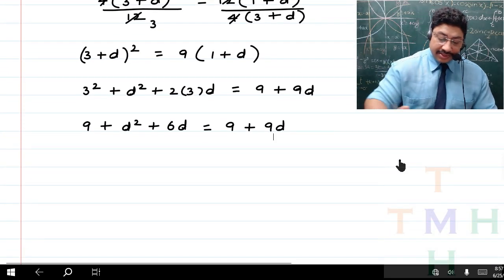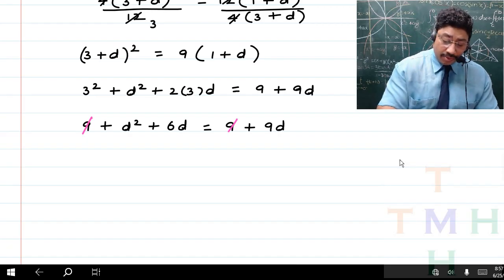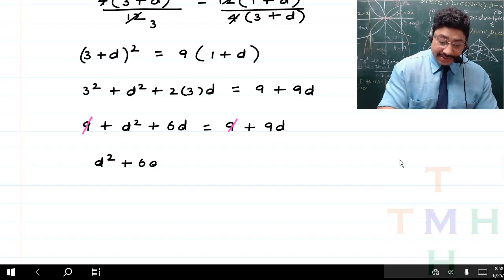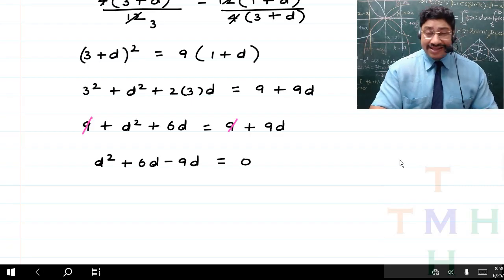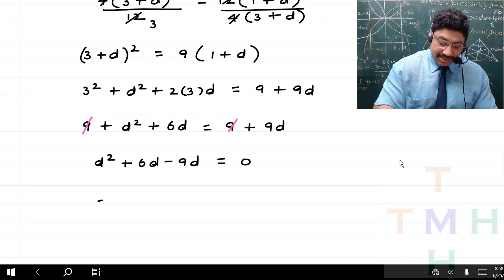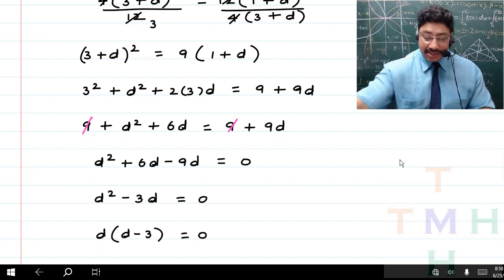Next, now children, what you do is you can see that we have 9 on both the sides. As such, we can cancel it off, and then further we also have some d's which can be cancelled off, and as such we will bring everything to the left hand side, and thus we have d square, and we have plus 6d, from which 9d can be subtracted, and all of this is equal to 0. As such, we don't have the constant term. So thus this becomes d square minus 3d, which becomes equal to 0, right? Now out of both of these, we can take d to be common outside, and then we have d minus 3 inside, and their product is equal to 0.